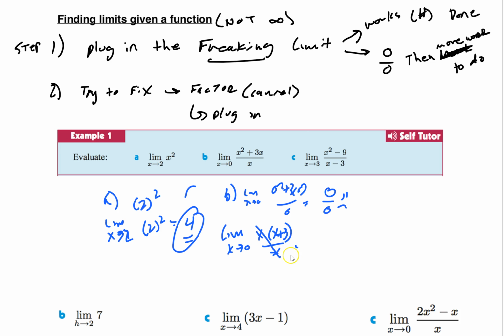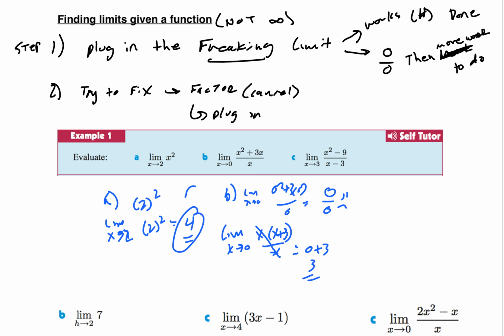Plug in 0 now. 0 plus 3, and you get 3. That's the limit of this function. It's 3, right? Beforehand, we had a hole in the graph. That's why there were issues. But now, to get rid of that hole, the limit's 3, not x equals 3.